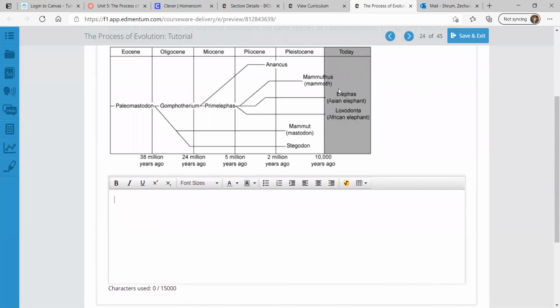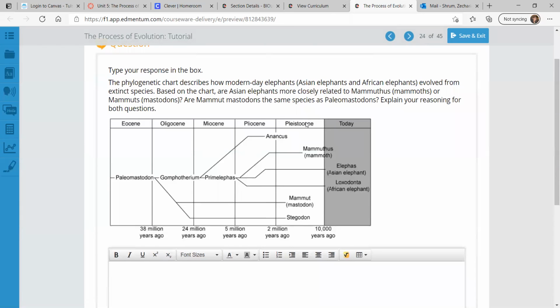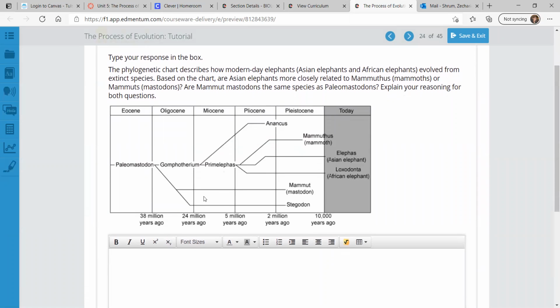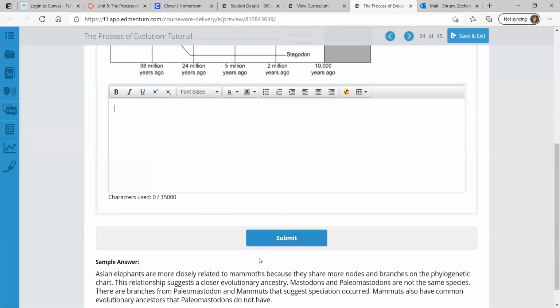So today, this gray box represents today, where we have Asian elephants and African elephants, and then we see their ancestors and their lineage here. So here's mammoth, here's mastodon. They are more closely related to the mammoth. Are mammoths and mastodons the same species as paleomastodons? Well, no. So here we go.